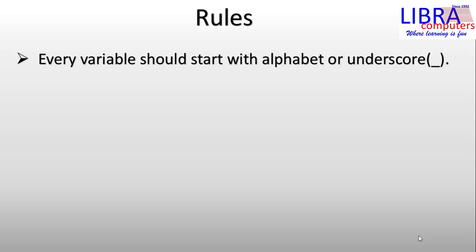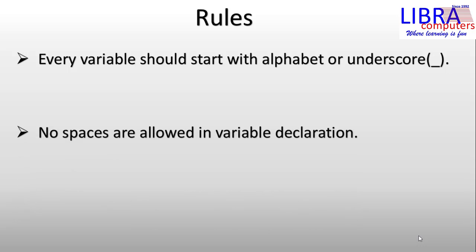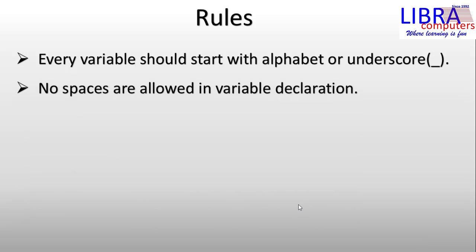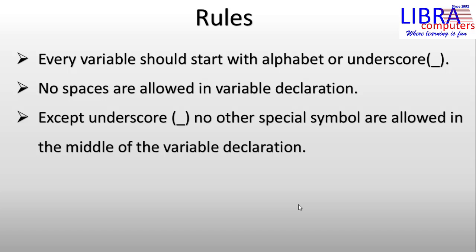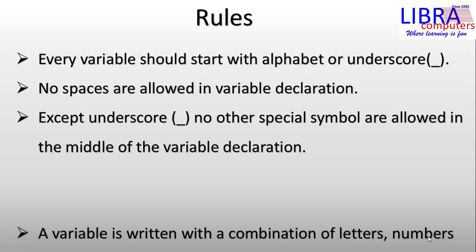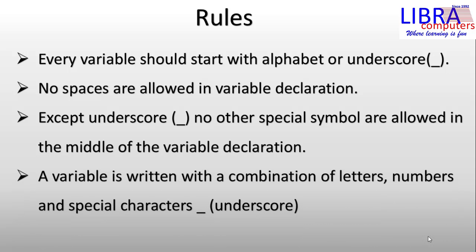Rule number 2. No spaces are allowed in variable declaration. Rule number 3. Except underscore, no other special symbol are allowed in the middle of the variable declaration. Rule number 4. A variable is written with a combination of letters, numbers and special characters. That is, underscore. Rule number 5. No reserved keyword.